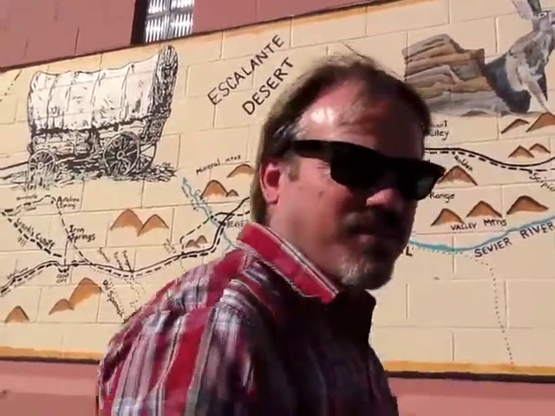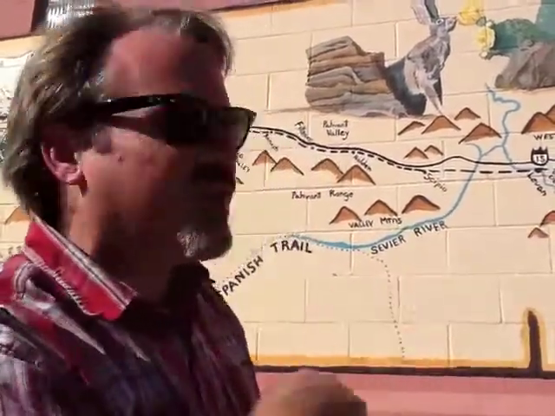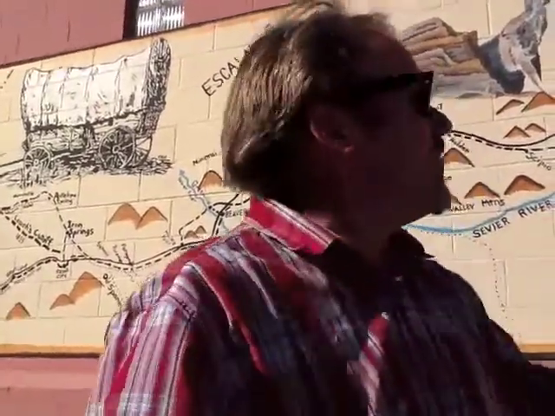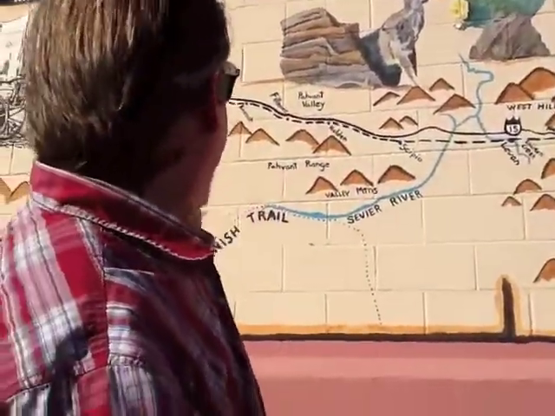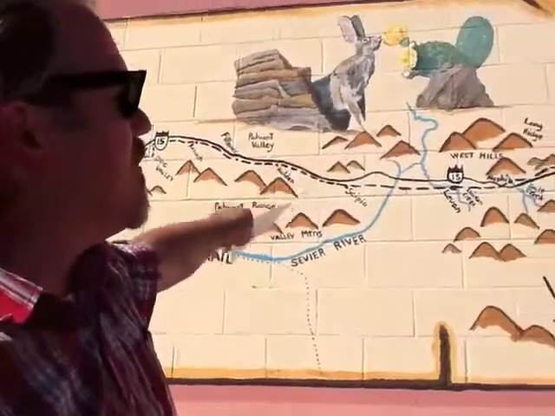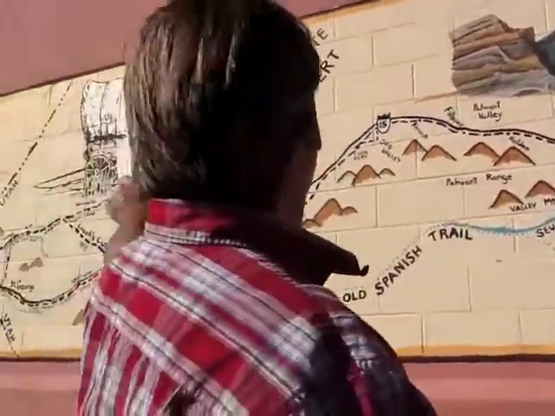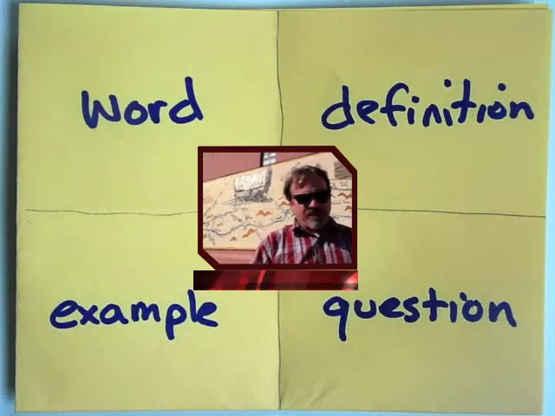And if you see, this is pretty cool. This is a map that we found in Barstow on Route 66. It's kind of like your 4th grade lessons about the trails, the Old Spanish Trail. It's got the Old Spanish Trail here. It's got the Mormon Trail, and it's got just a bunch of other trails. It's pretty cool.